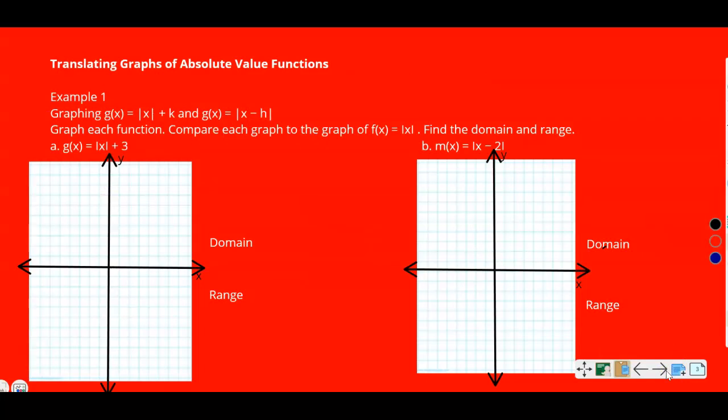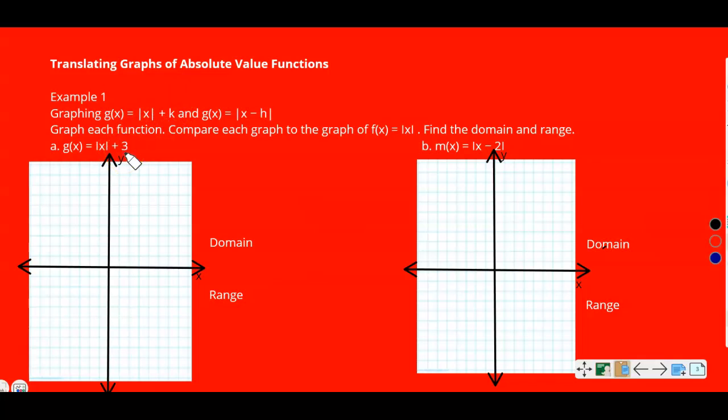All right, translating graphs of absolute value functions. Graphing g of x equals absolute value of x plus k, and g of x equals absolute value of x minus h. Graph each function, compare each graph to the graph of f of x equals absolute value of x, and find the domain and range. All right, so you can see that g of x equals absolute value of x plus 3. If you know that the absolute value of x is a v-shaped graph at the origin, hopefully you will see that plus k is going to be a vertical movement up 3.